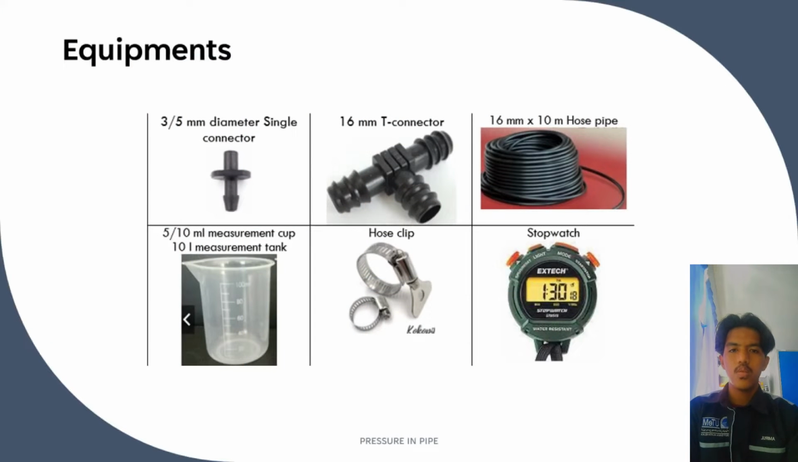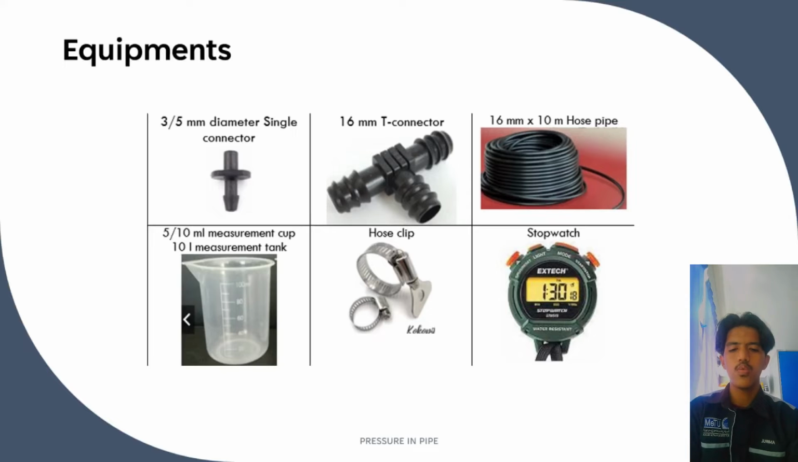Assalamualaikum warahmatullahi wabarakatuh. My name is Muhammad Amirul bin Samzuri. My matric number is B09201015. For this project on pressure in pipe, we need some equipment, such as a 3 or 5 mm diameter single connector, 60 mm T connector, 60 mm by 10 meter hose pipe, 5 or 10 mm measurement cup or 10 liter measurement tank, hose clip, and lastly a stopwatch.